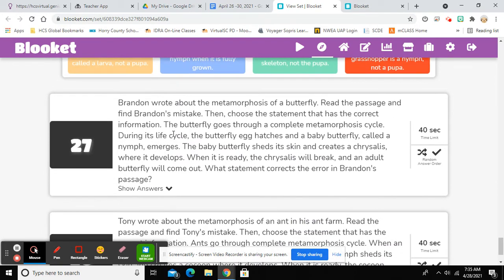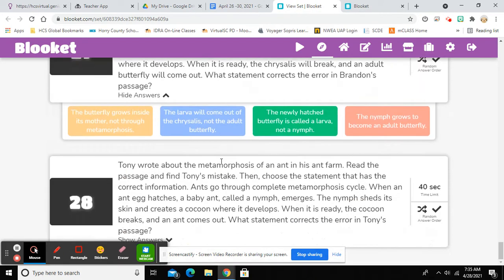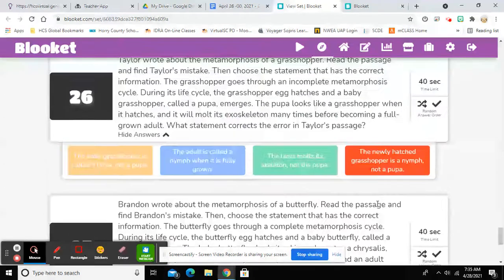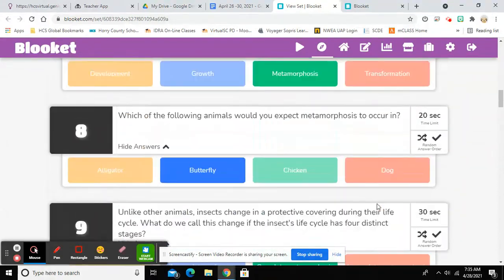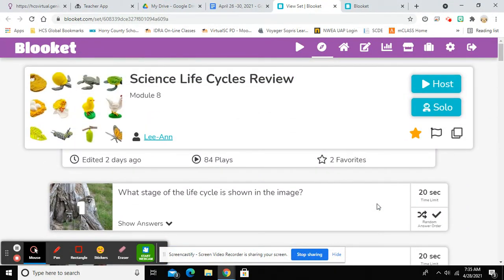Brandon wrote about the metamorphosis of a butterfly. Read the passage and find Brandon's mistake. Then choose the statement that has the correct information. Tony wrote about the metamorphosis of an ant in his ant farm. Read the passage and find Tony's mistake. Then choose the statement that has the correct information. So this is your booklet to review before you take the Module 8 assessment.